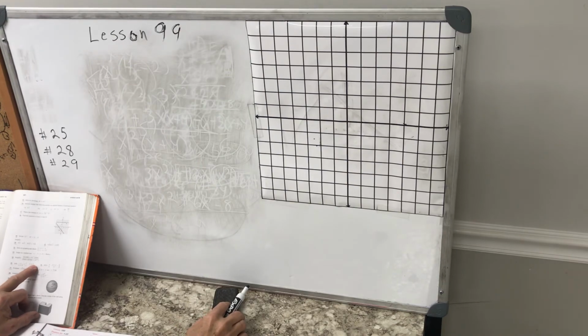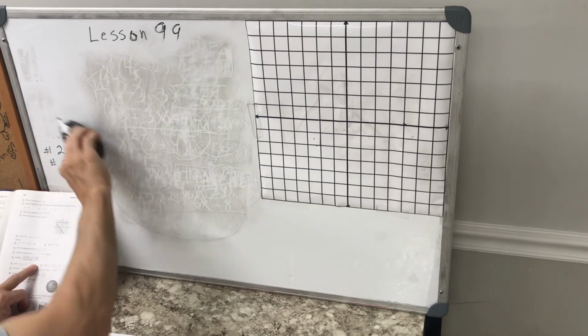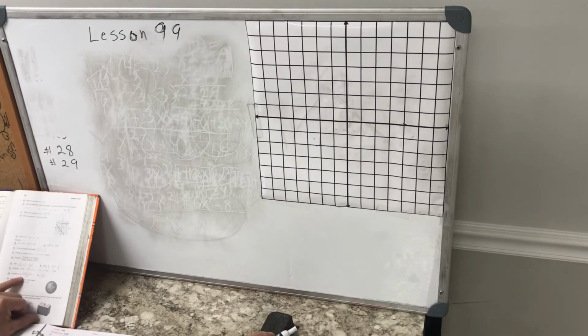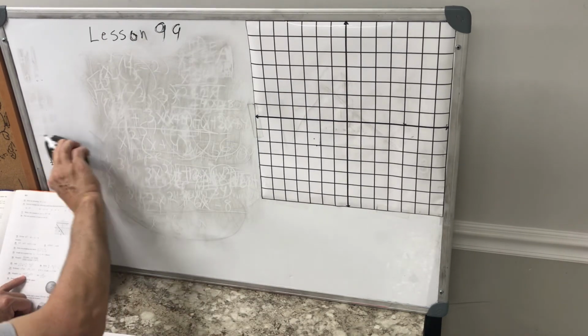All right, and now I had chosen number 28 and 29 yet. 28. I don't know why I did 28. I think that's one that you would understand very well. Let me skip that one.